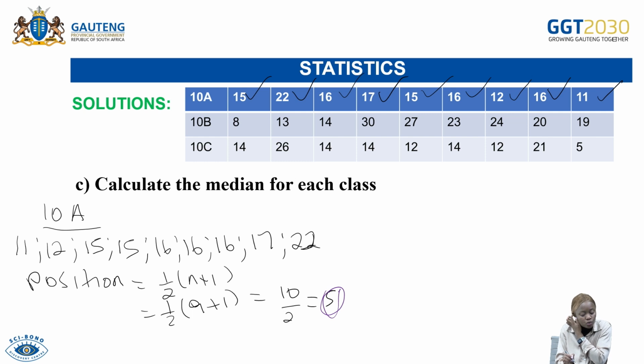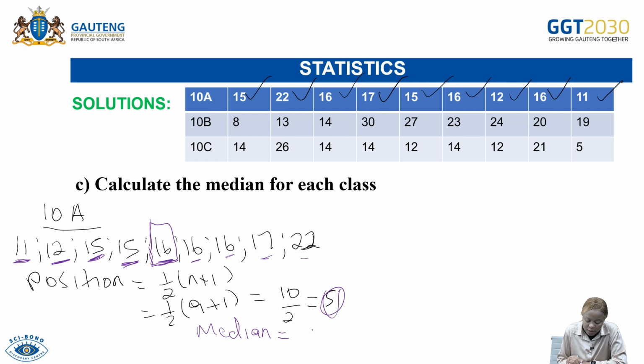So let's go to the arranged data set to find the median at that position. I have 1, 2, 3, 4, and 5. So it's in position 5. Let me check if the upper half is also 4 numbers. It's 1, 2, 3, 4. It's also 1, 2, 3, 4. So it means our median is given as 16. Then you get your full marks.